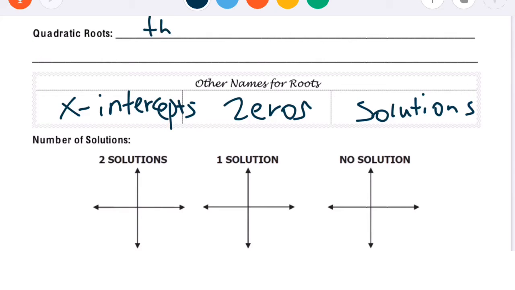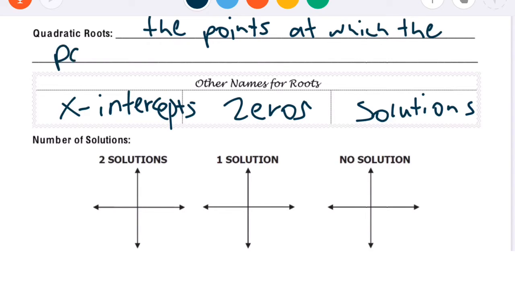It is the points at which the parabola crosses the x-axis. Sorry, it's a little hard to write with this stylus. Instead of crosses, I'm going to say intersects.